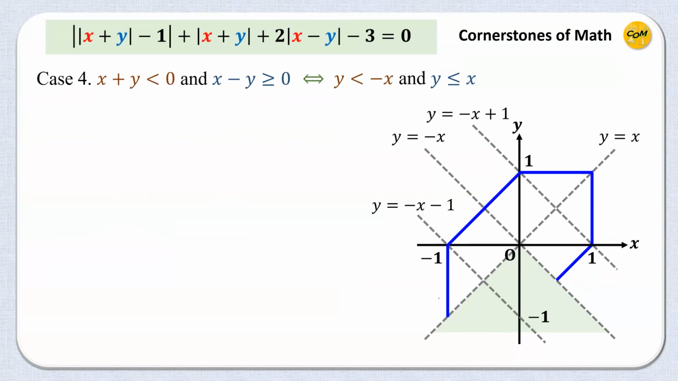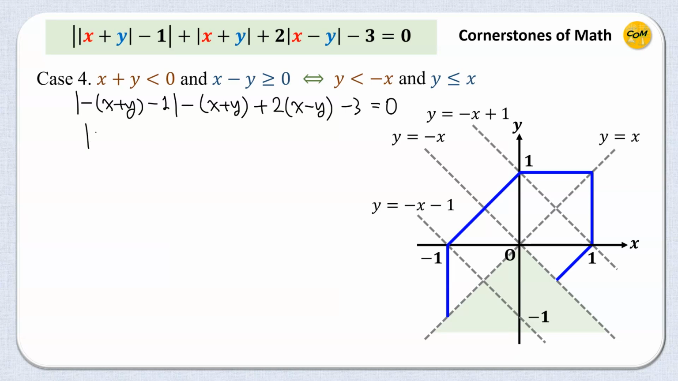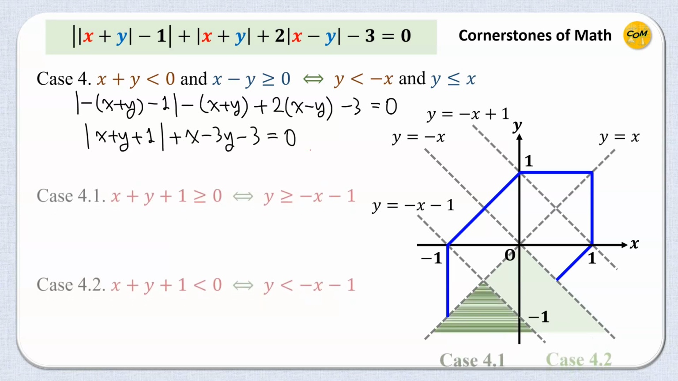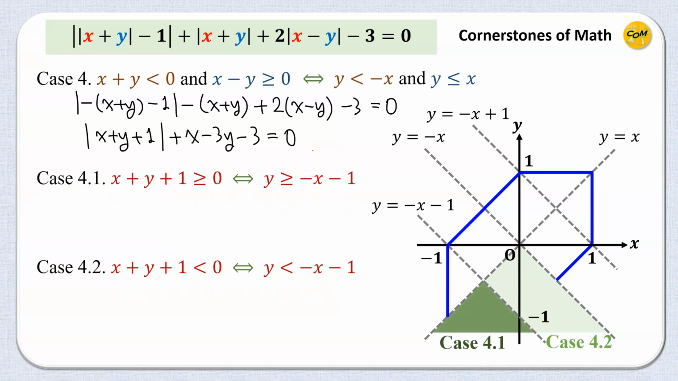We are almost done. As for case 4, now we have absolute value of minus x plus y minus 1, and minus x plus y, and plus 2x minus y minus 3 equals 0. So we can write this part as absolute value of x plus y plus 1. Then we have plus x minus 3y minus 3 equals 0. So the subdivision is the same as in case 3, above or below the line y equals minus x minus 1.